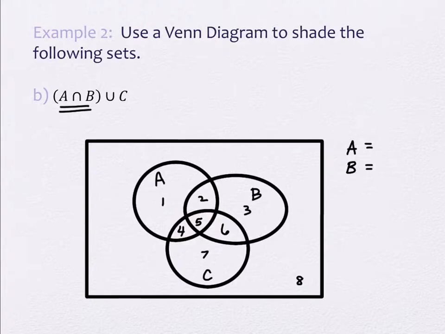Right, 1, 2, 4, and 5. We list them all, any part of circle A's numbers. And what numbers are in circle B? That was a terrible 5. Let me try that again. 2, 3, 5, and 6. Okay, so we've listed all of the information that is currently in our diagram. And now we're going to combine them with whatever set operation it tells me to.